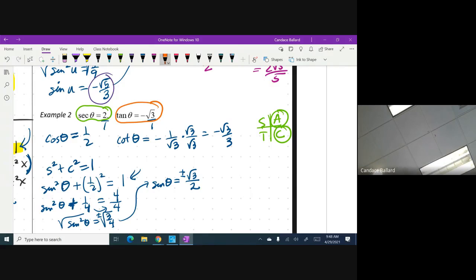So help me out in the chat. Am I in quadrant 1 or am I in quadrant 4 if tangent is negative? Put it in the chat. Which one am I in, 1 or 4?